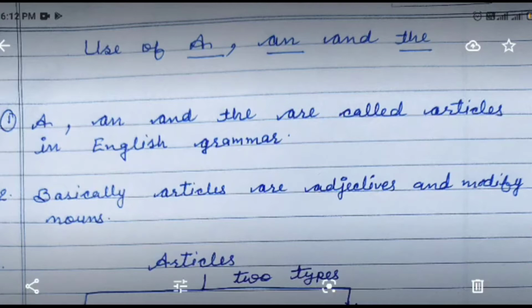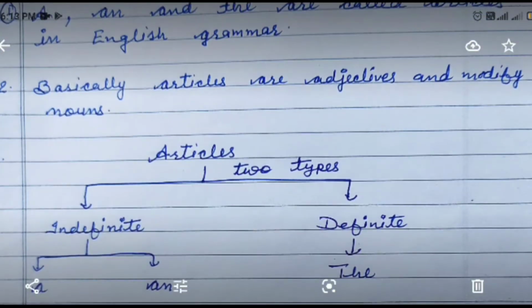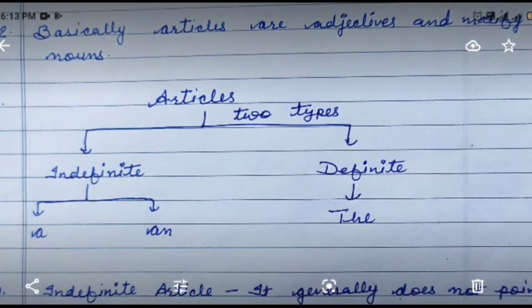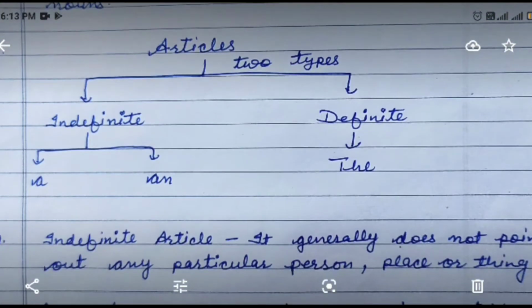Today's topic is use of a, an and the. A, an and the are called articles in English grammar. Basically, articles are adjectives and modify nouns. Articles are two types, indefinite and definite. A and an are indefinite articles and the is the definite article.